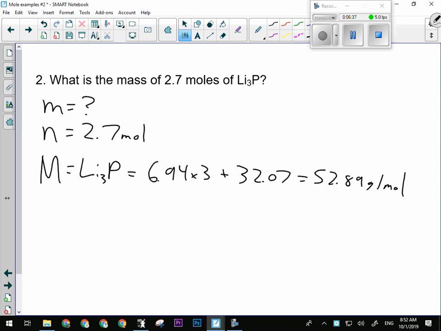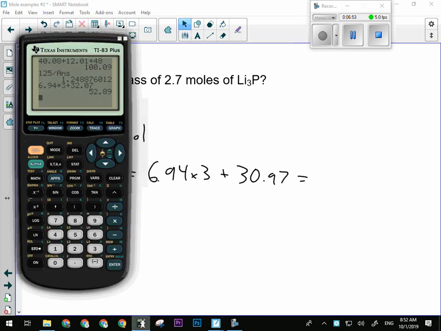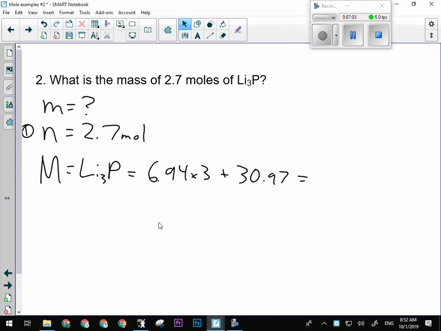Okay, so that would be what? Isn't phosphorus at 30.97? Sorry, that's sulfur, isn't it? Yeah. See, I got mixed up. I should really look at the periodic table. 30.97. Sorry. Which changes my number. 51.79. Good catch.